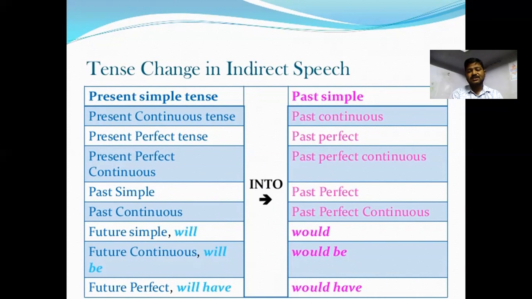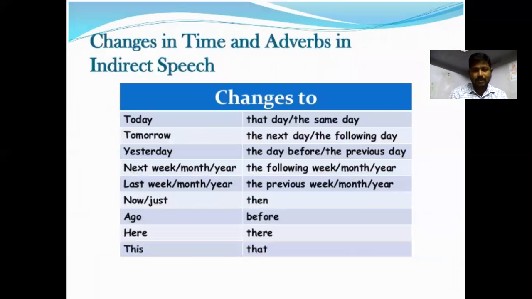Simple present can be simple past. Present continuous should be past continuous. Present perfect should be past perfect. Present perfect continuous should be past perfect continuous. Past simple should be past perfect, and past continuous should be past perfect continuous tense. In this way, we would like to do the changes. And some changes we can observe according to the adverbs in the indirect speech.